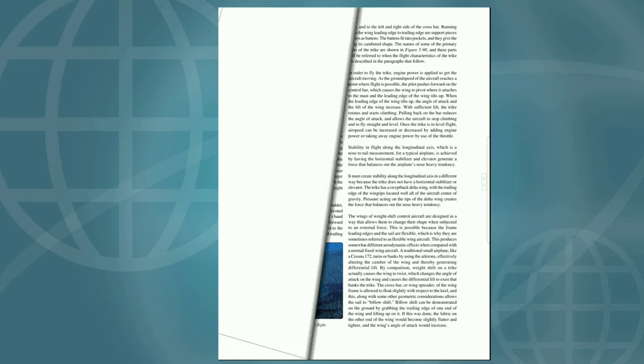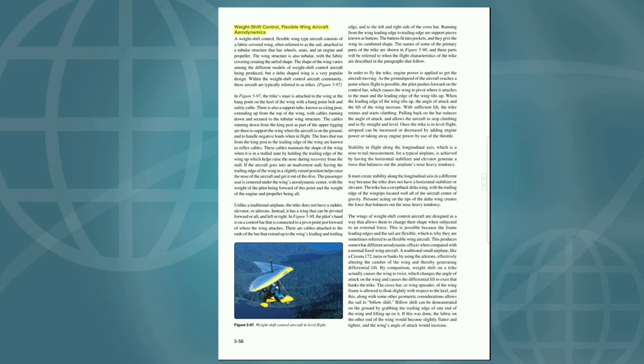5-57. Weight shift control. Flexible wing aircraft aerodynamics. Weight shift control. Flexible wing type aircraft consists of a fabric covered wing, often referred to as the sail, attached to a tubular structure that has wheels, seats, and an engine and propeller. The wing structure is also tubular, with the fabric covering creating the airfoil shape. The shape of the wing varies among the different models of weight shift control aircraft being produced, but a delta-shaped wing is a very popular design within the weight shift control aircraft community. These aircraft are typically referred to as trikes.